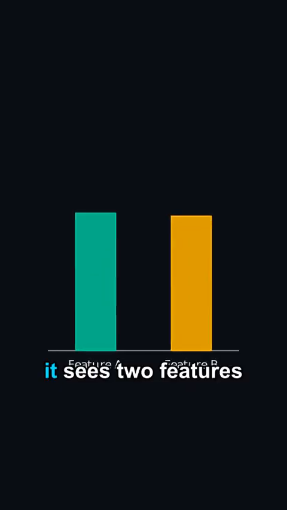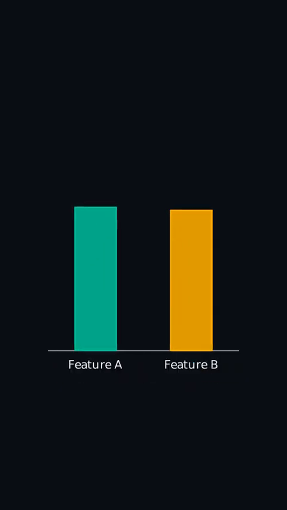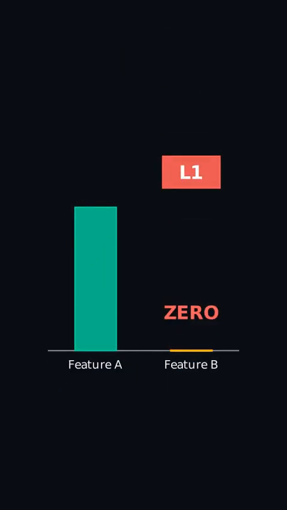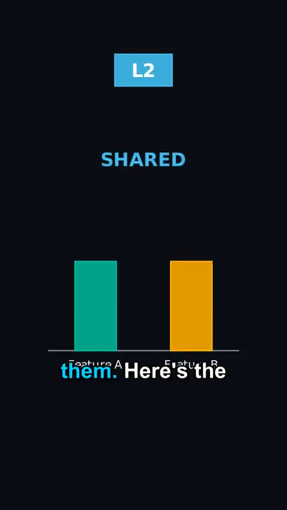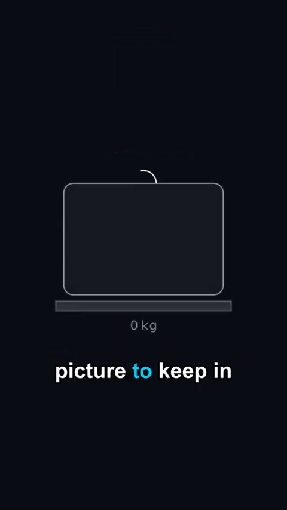You train a model, it sees two features that are almost clones. L1 kills one instantly. L2 keeps both, just whispers them. Here's the picture to keep in your head.